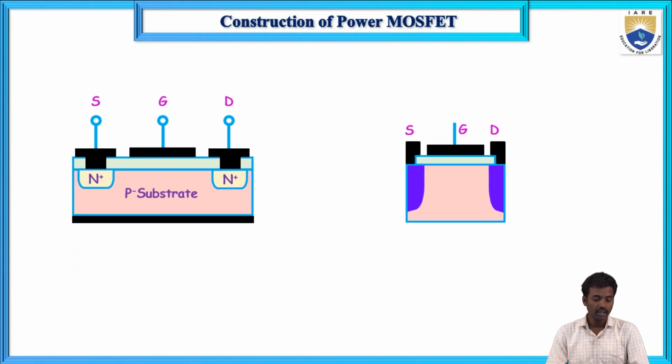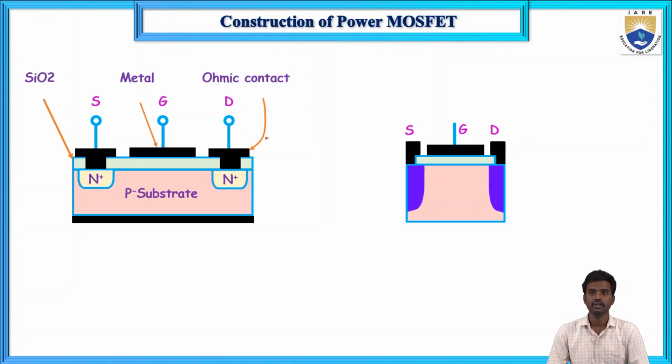Here it has three terminals: drain, source and gate. In the P substrate, two N plus layers are diffused into the P substrate. Here this is the SiO2 layer, and these are the metals. This one is a SiO2 layer and this is the ohmic contact. So this is the construction.